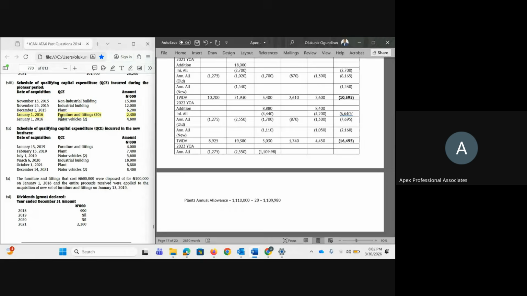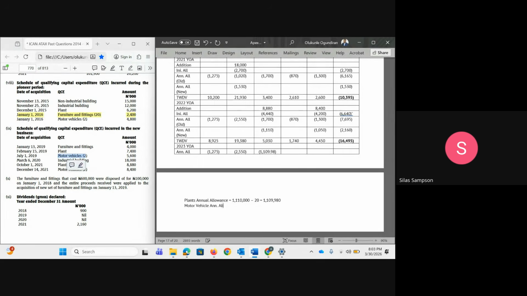Because the examiner here is very funny. In the second one, I said that's a motor vehicle that has reached the 4th year. You see, motor vehicle is 2. This motor vehicle is also 2. Abi? In that case, I'm going to do 14 naira. Do you understand?